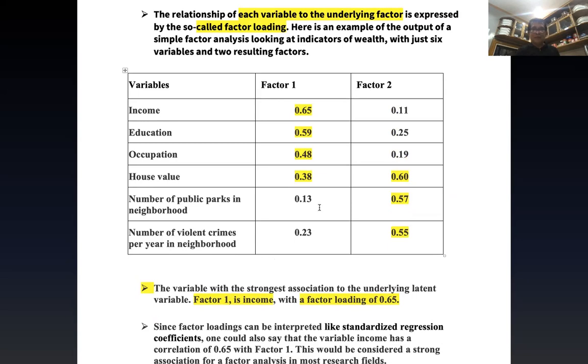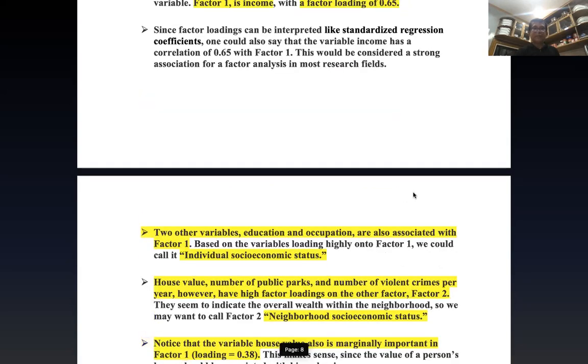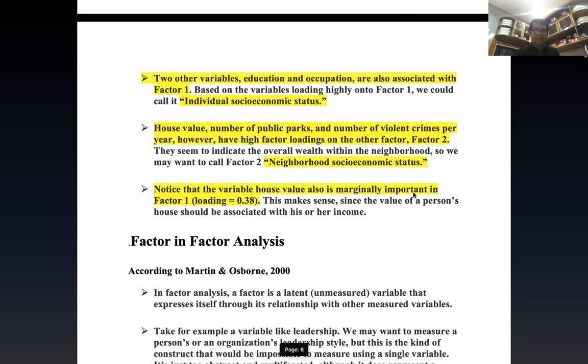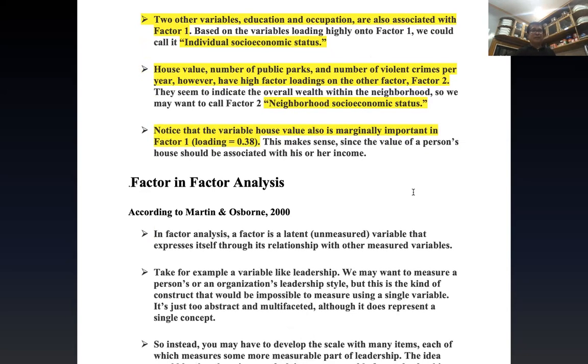If you notice, there's actually an overlap, house value for factor 1 and factor 2, but it has a greater factor loading for factor 2. So house value would belong to factor 2. Notice that the variable house value also is marginally important in factor 1. The loading is 0.38. And this makes sense since the value of a person's house should be associated with his or her income.